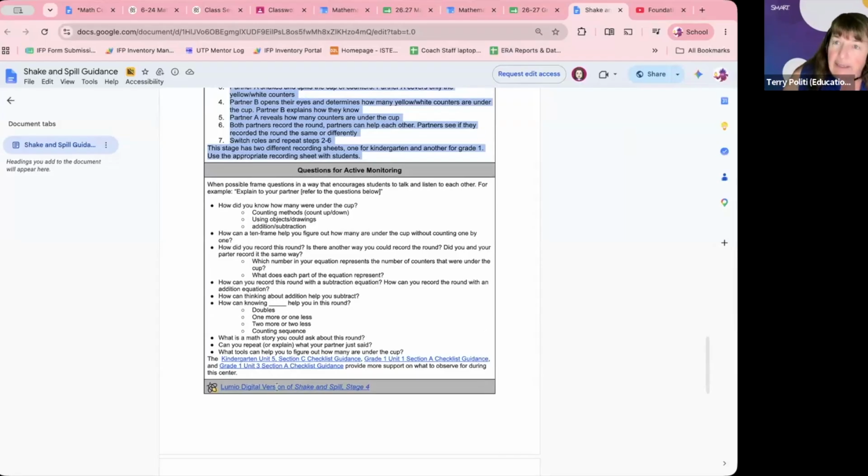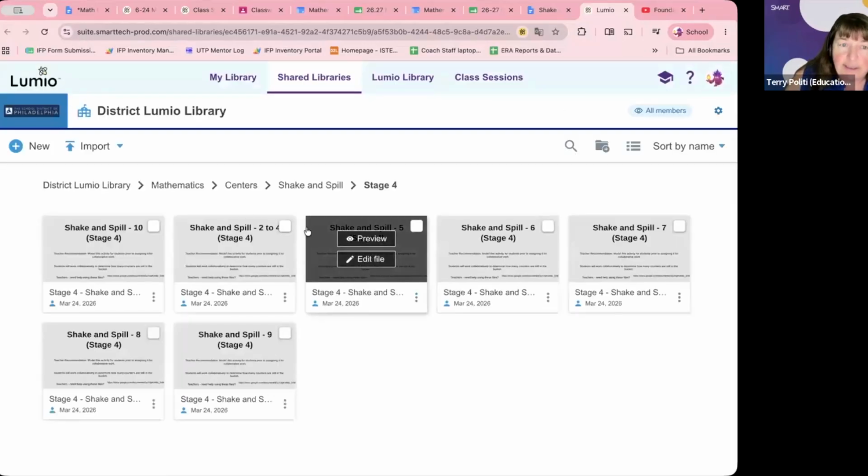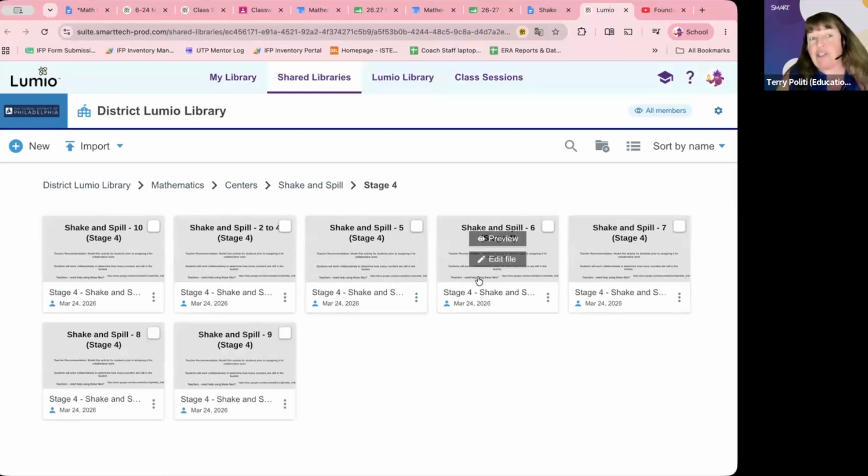But at the bottom, if it's a Lumio one, you'll see the little Lumio icon and it'll take you right into Lumio. When you click on this, it's going to make you log in, but you're watching me right now, so don't worry about that. It's going to take you right into the district library, right into the stage you need to see. So when you look at these breadcrumbs, I know I'm in the district library, I'm in math, I'm in centers, I'm in shake and spill, and I'm in stage 4. This is the district version.